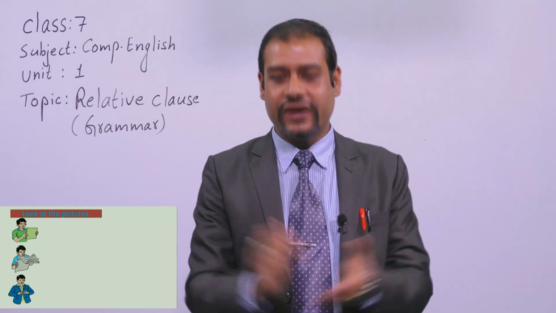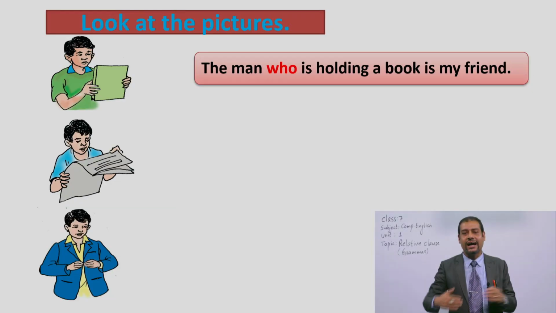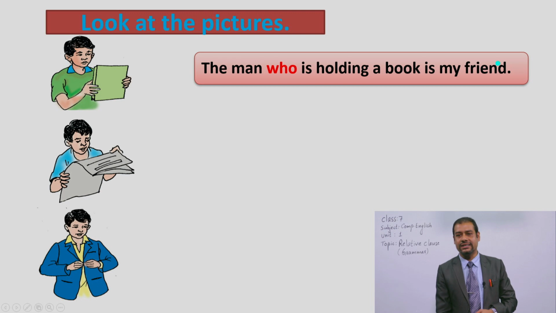Have you finished? Very good. What did you write there? I am going to show you a sentence that I have written for the first picture, so you can compare your sentence with mine. What is written here? Please read it. Yes, the man who is holding a book is my friend. Is your sentence like mine? Maybe you might have written, the man is reading a book, isn't it?